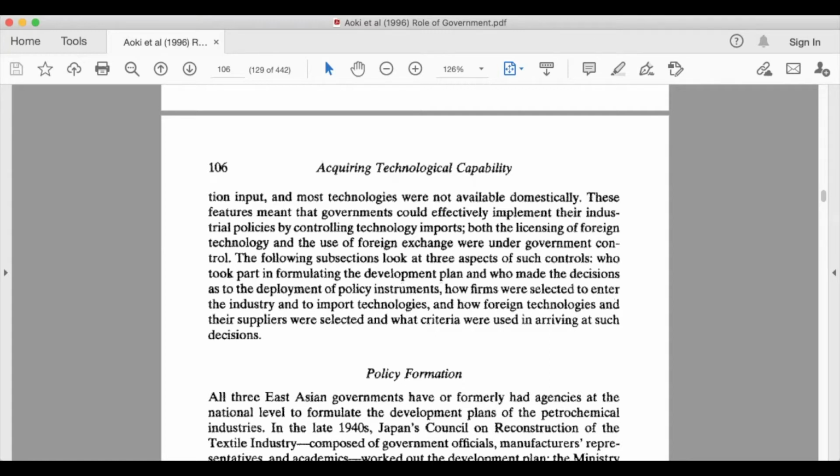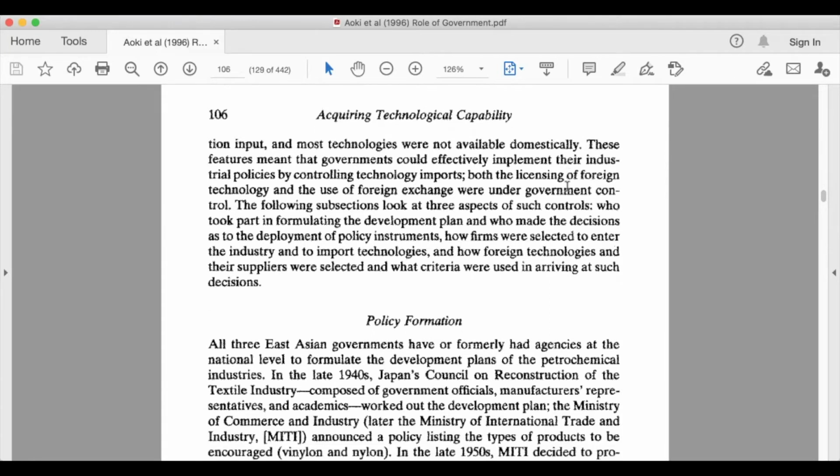Both the licensing of foreign technology and the use of foreign exchange were under government control. So then they are going to look at these aspects of such controls. Three aspects: who took part in formulating the development plan, who made the decisions as to the deployment of policy instruments, how firms were selected to enter the industry and to import technologies, and how foreign technologies and their suppliers were selected, what criteria were used at arriving at these decisions.